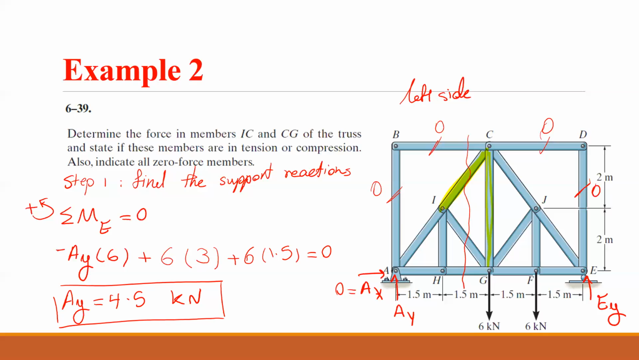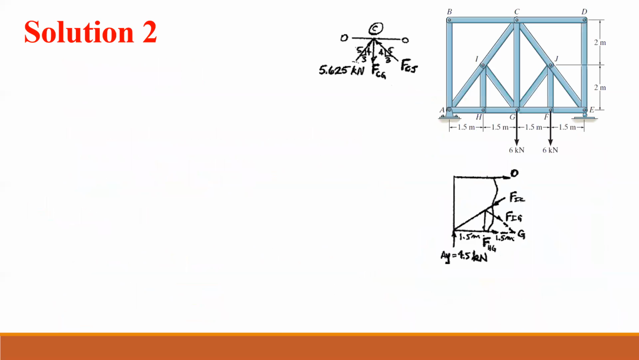All right, now I have the first step, which is to find the support reaction. The next step is to cut and draw a free body diagram for the part we want to analyze. All right, let's go and draw the free body diagram for the left side of the truss.